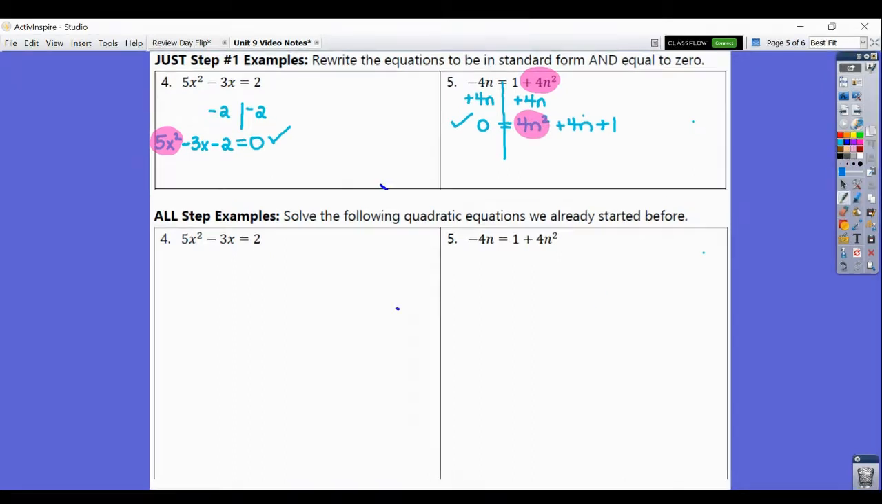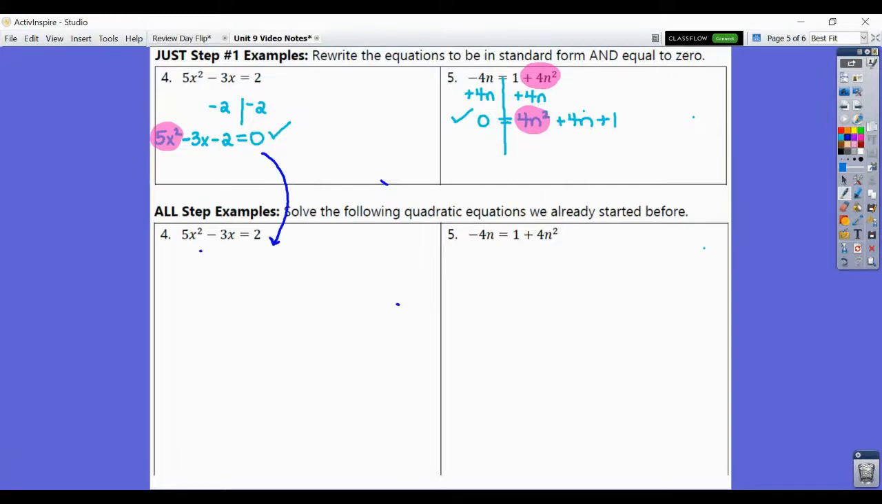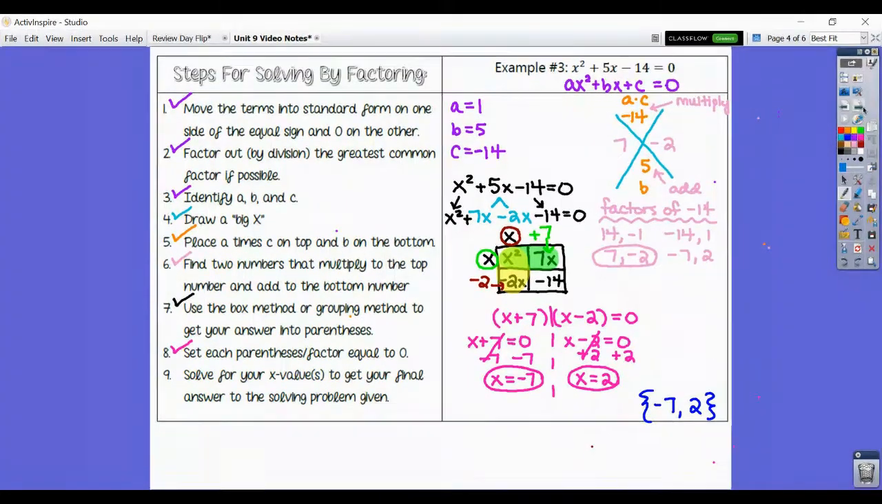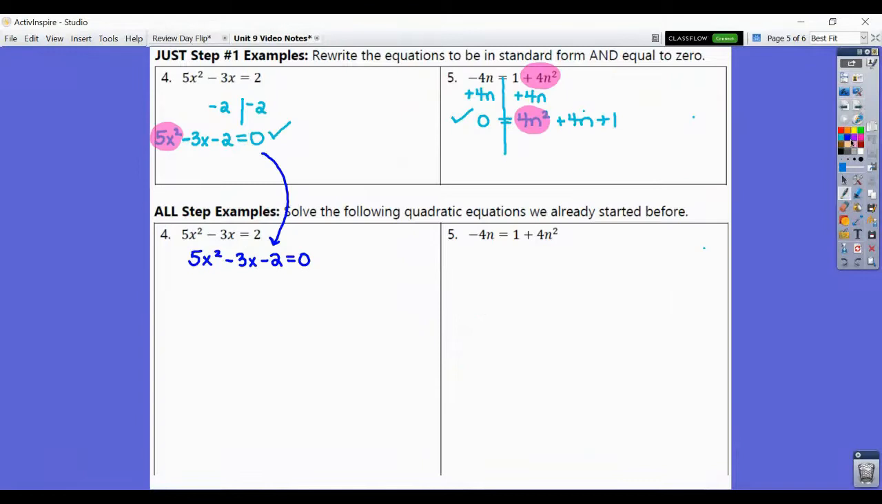So all I'm going to do is copy down what I just solved for because that was step number 1. Step number 2 is to see if I can divide anything out from all of them, which I cannot. 5, 3, and 2 are not divisible by anything of the same. I'm going through my steps again. So my next step is to identify A, B, and C. A equals 5, B equals -3, and C equals -2.